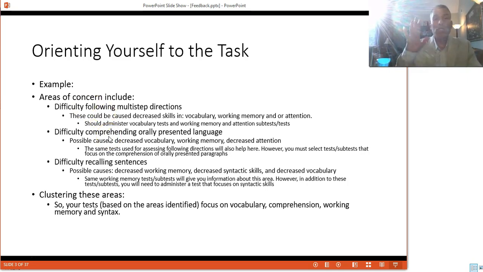So these areas, for example, include difficulty following multi-step directions. When you describe following multi-step directions, we call that executing multi-step directions, to actually put someone's directions into action.